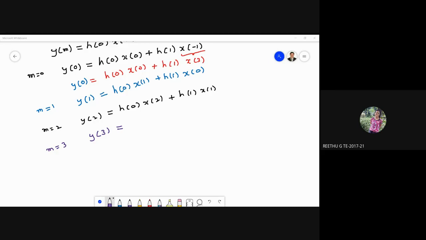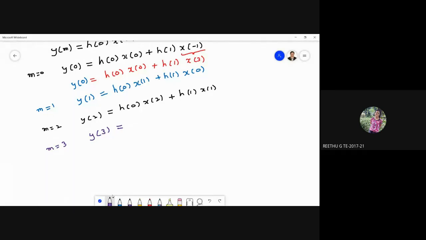Sir, h of 0 into x of 3, plus h of 1 into x of 2. So we have obtained these equations. That is, when m is 0, this is y of 0. When m is 1, this is y of 1. Then y of 2 and y of 3, right?